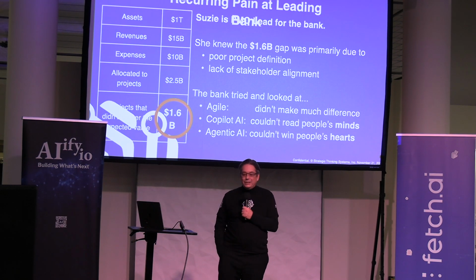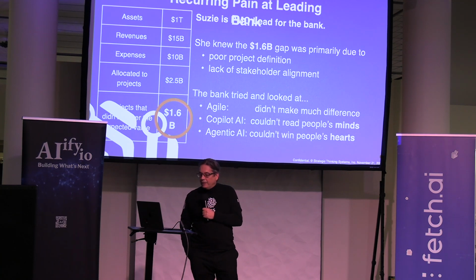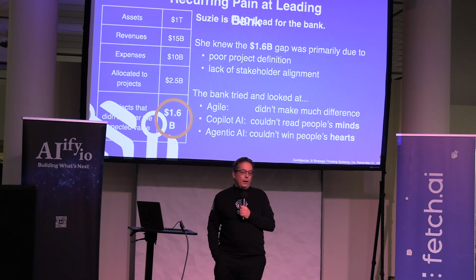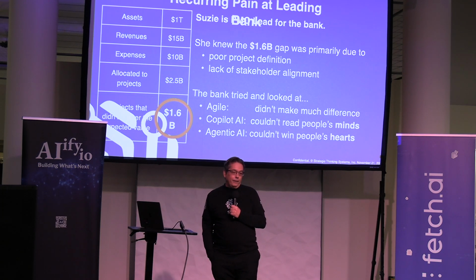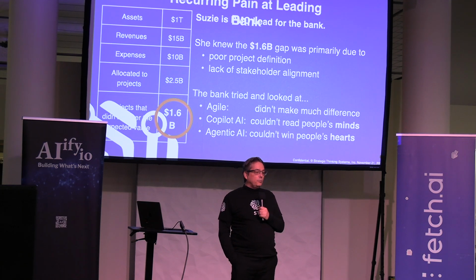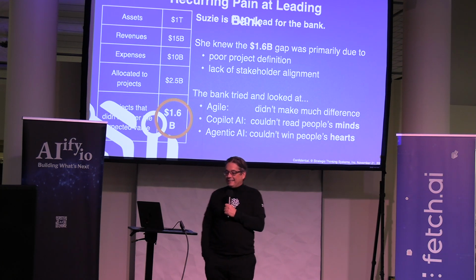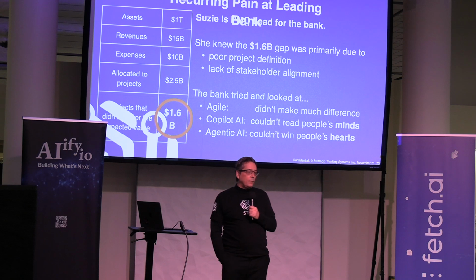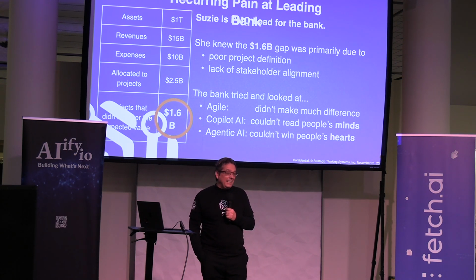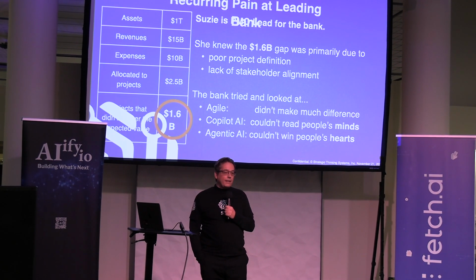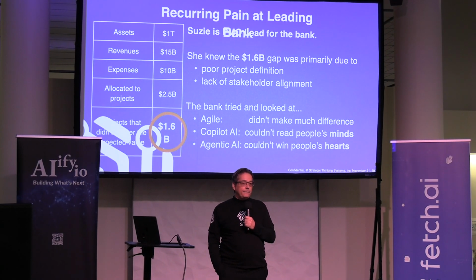Let me introduce you to Susie. Susie is a project management office manager for a leading bank, and she's responsible for 5,000 project managers. She knows that her bank is spending 1.6 billion every year on projects that will not deliver the expected value. Furthermore, she knows why. Actually, everybody knows why. The reason projects fail is a lack of alignment of stakeholders and poorly defined requirements.